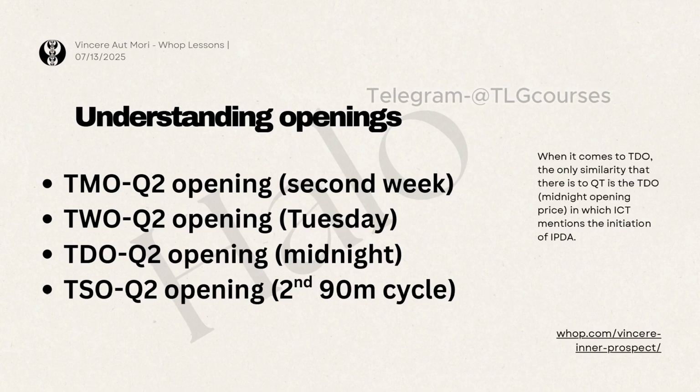It's going to be, which is 6 p.m. on Sunday, it's going to be Tuesday's opening price, which is 6 p.m. on Monday, right? So 6 p.m. Monday is a Tuesday opening candle. That's going to be your true week open.